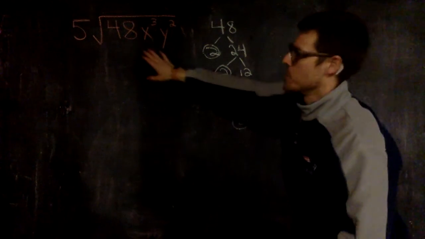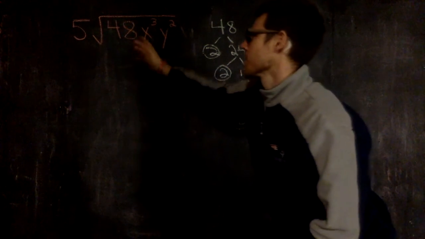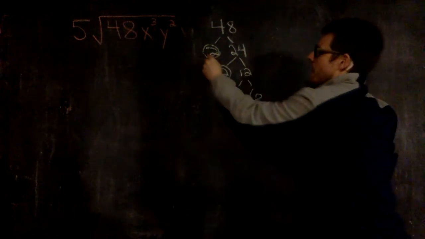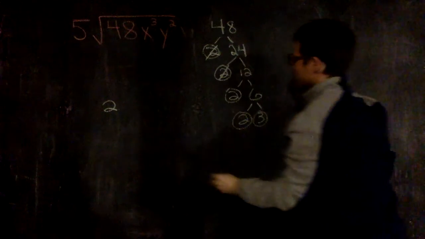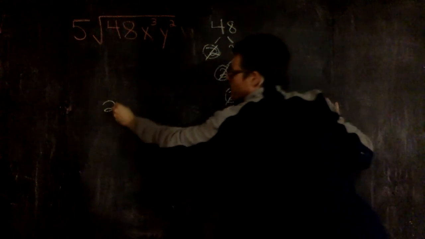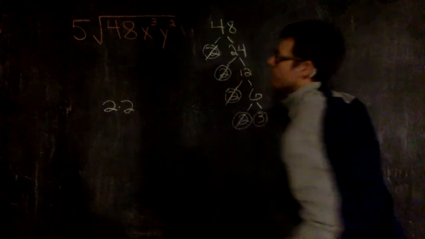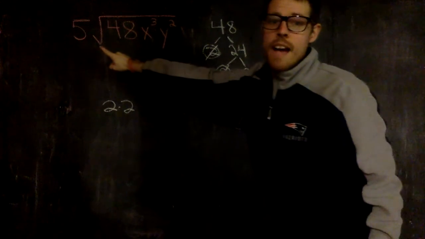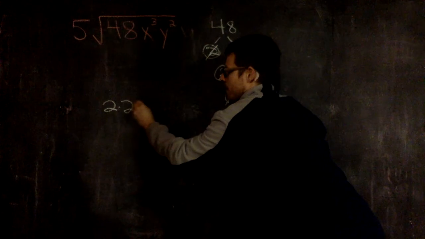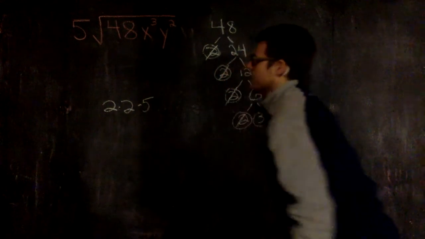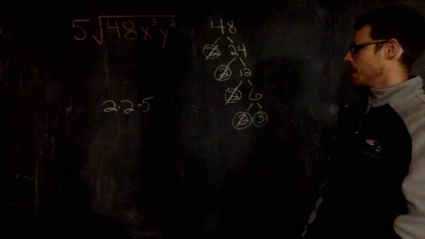Remember, our whole point of doing this when we're simplifying radicals is to pull out the pairs. So I have a pair of 2, I pull it out as a 2. I have another pair of 2, I pull that out. If you look at my original problem, I had a 5 up here. I've got to leave that. I can't just ignore the fact that 5 was there. It's still there with these other numbers that I pull out.